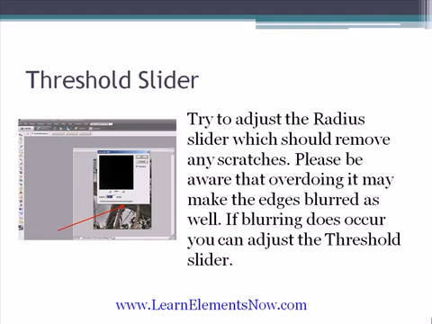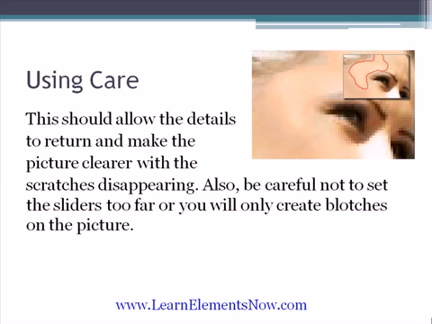Please be aware that overdoing it may make the edges blurred as well. So if blurring does occur, just adjust the Threshold slider the other way. Now, this should allow the details to return and make the picture clearer, with your scratches disappearing as well. Be careful not to set the sliders too far, or you'll only create some blotches on your picture.